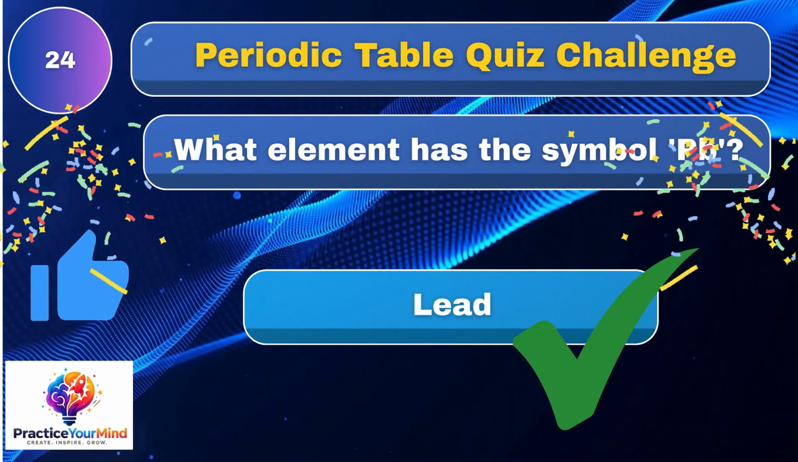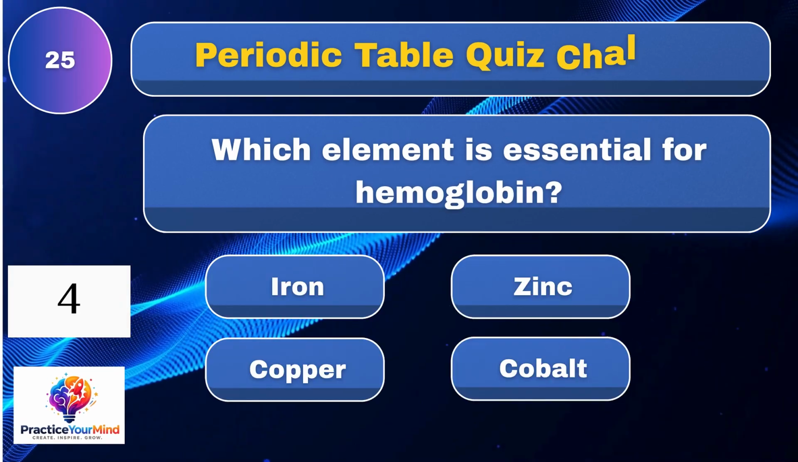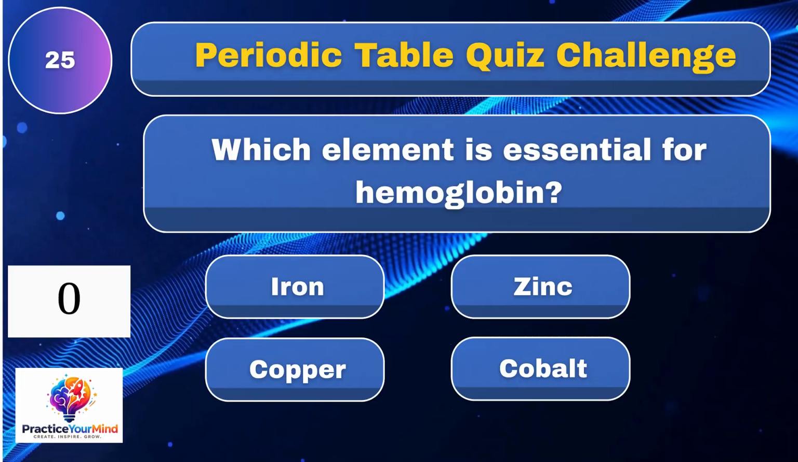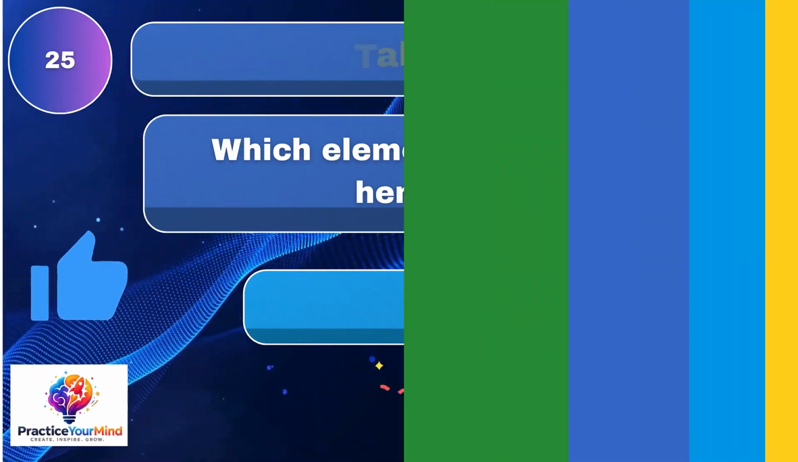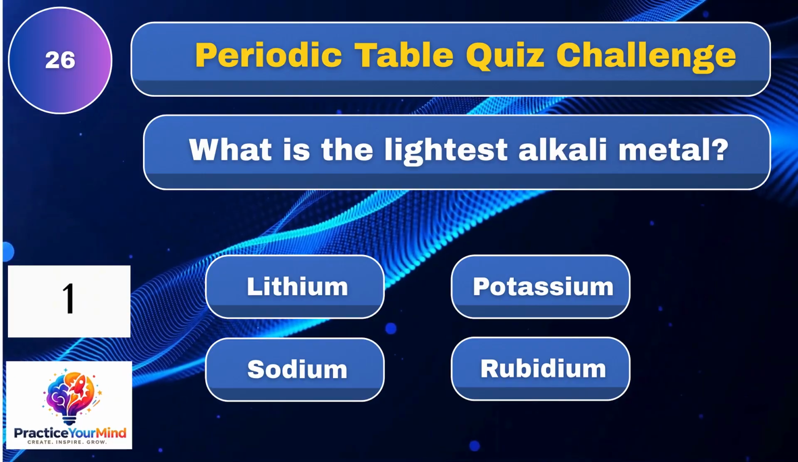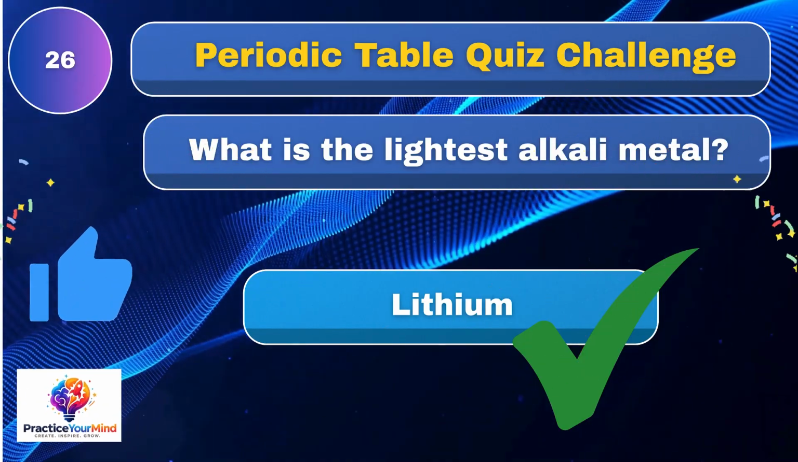Correct. Pb means lead. Moving on. Question 25. Which element is essential for hemoglobin? Exactly. Iron is vital for hemoglobin. Next up, question 26. What is the lightest alkali metal? Well done. Lithium is the lightest alkali metal.